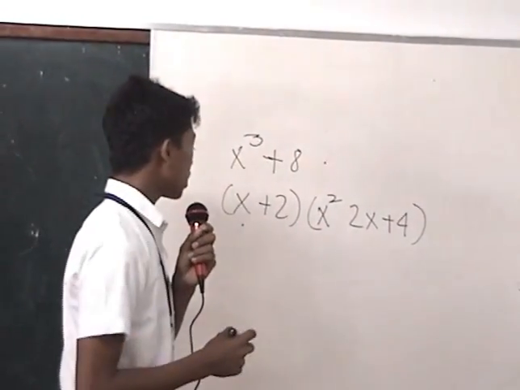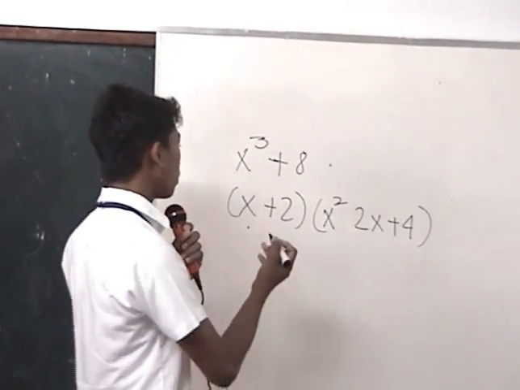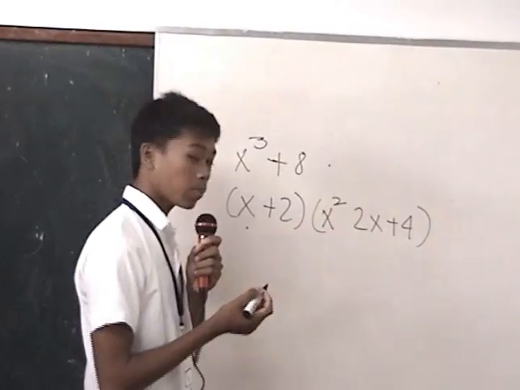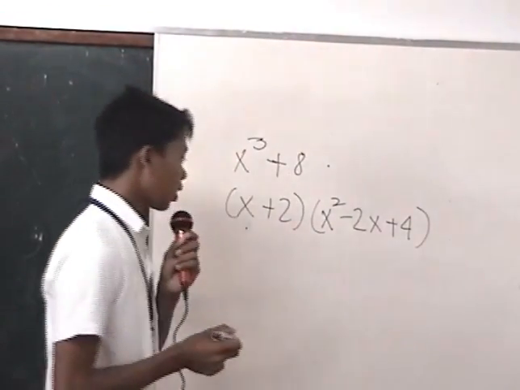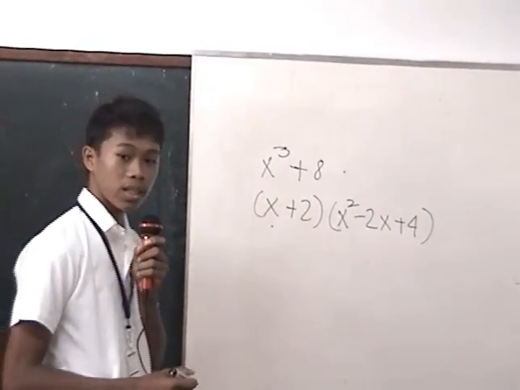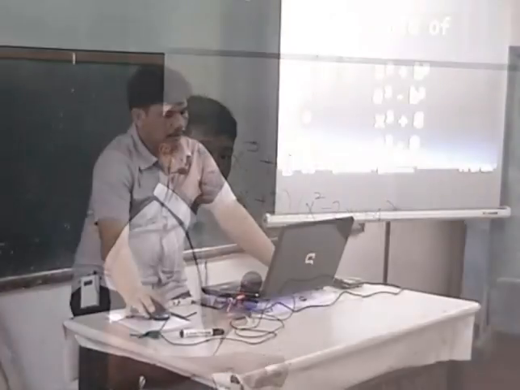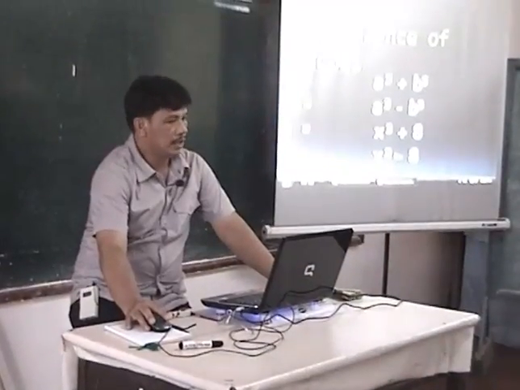Since the middle term is 2x and the sign of 8 is positive, we must put 2x as negative. Then, the factor is x plus 2 times x squared minus 2x plus 4. Okay, we proceed now to the last example. a cube minus a. Miss Asish.